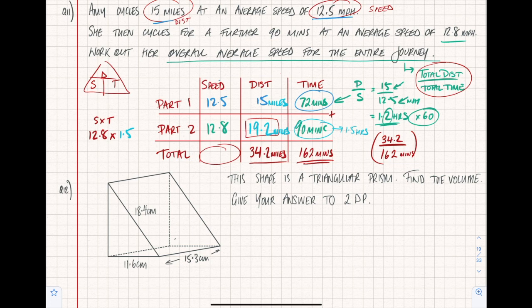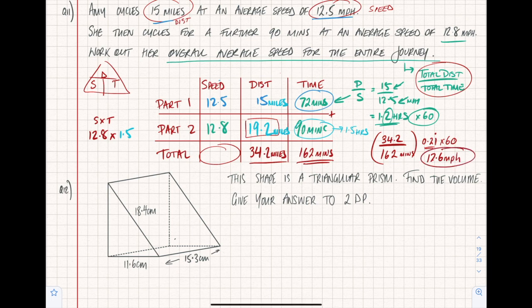So 34.2 divided by 162 gives you 0.21 recurring. But then that's per minute, so you need to times that by 60. And when you times that by 60, you end up with an answer of 12.6 recurring. So it's 12.6 recurring miles per hour.